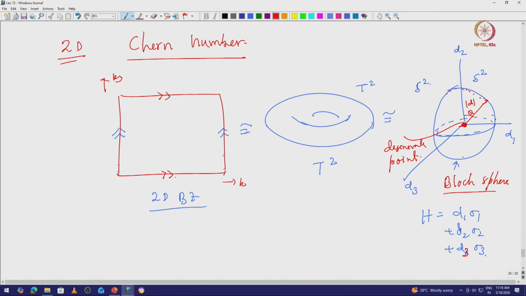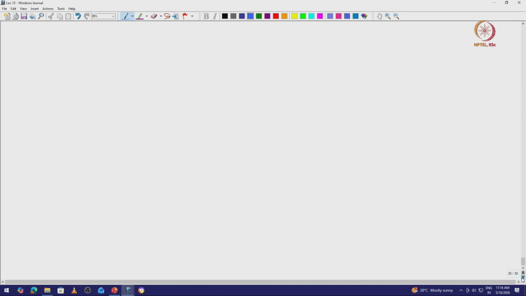So, this will be the theta, and then this is the phi in the d1 d2 plane. This will be the angle in the d1 d2 plane as we did in the 1D case, and now we will have one more direction, and then we will have a Bloch sphere. Okay. So, now if you compute it, what we will find is interesting.